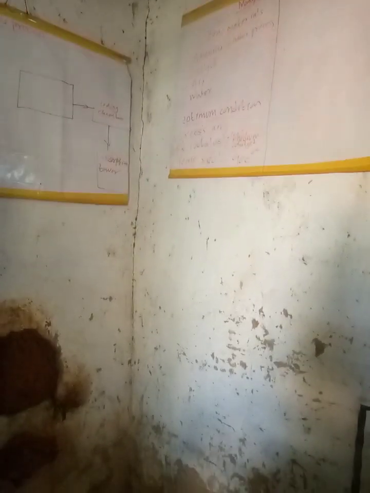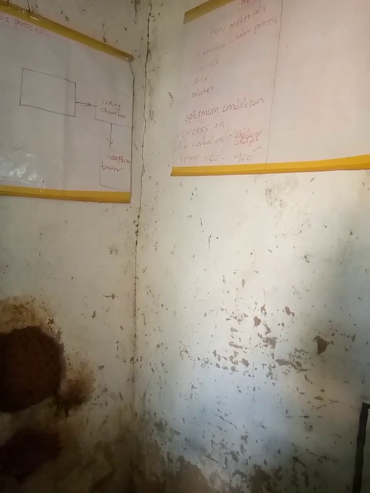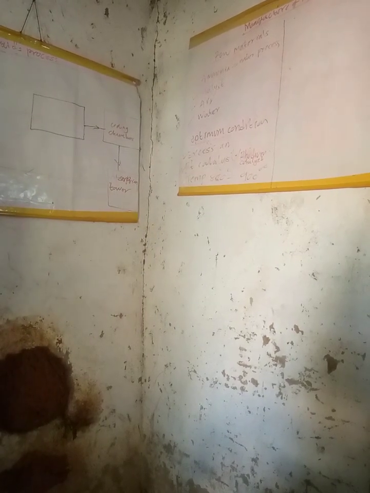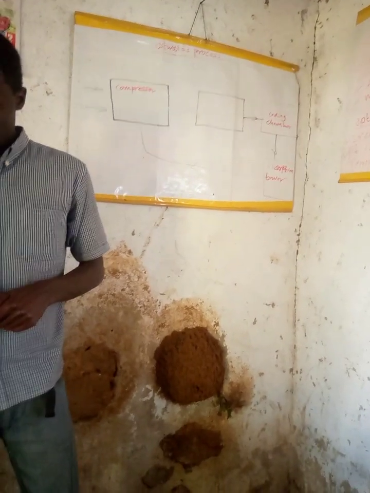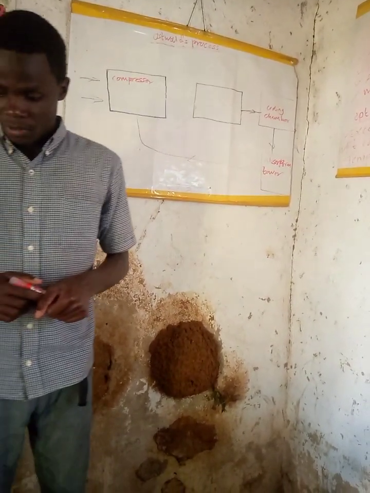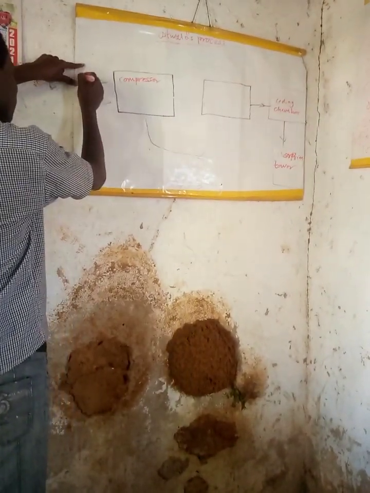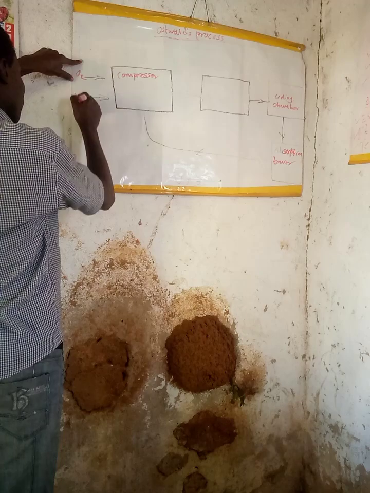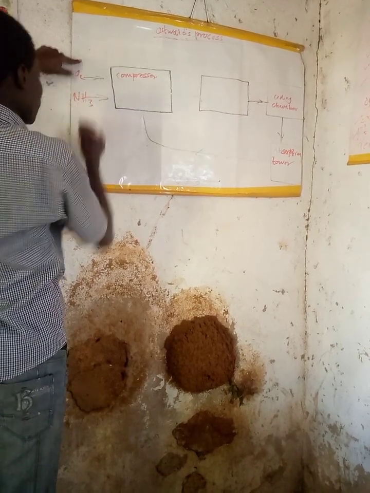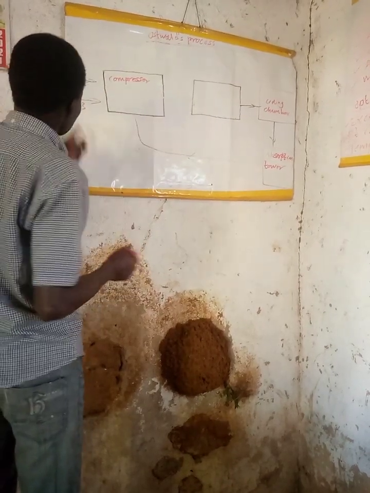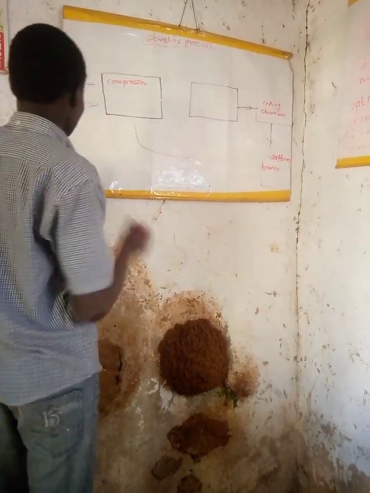So let's talk about the process that takes place during the manufacture of nitric acid. At the first stage, ammonia reacts with oxygen and is oxidized to nitrogen(II) oxide. This is the first step in the compressor, whereby ammonia is going to react with oxygen.